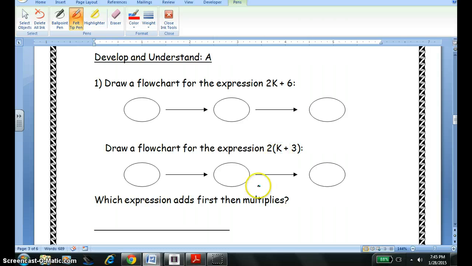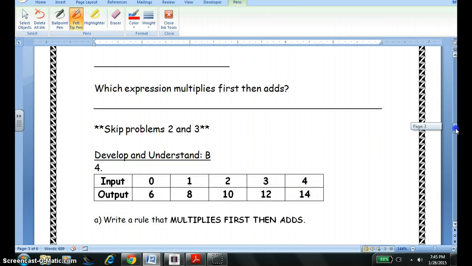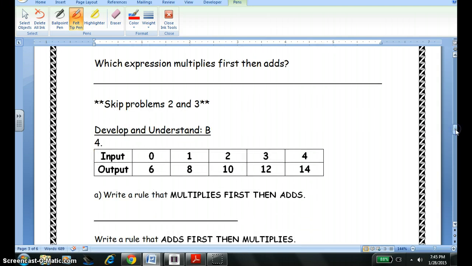And then you're going to answer which one of these adds first and then multiplies, and the other one. And then look, you get to skip problems 2 and 3. And we're going to go right to, and they're good problems, and maybe we'll do them in class, but you don't need to do them for this investigation. So I got about 5 minutes left before this goes out and I completely lose all interest.